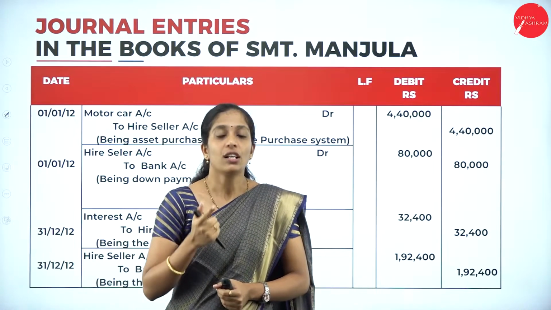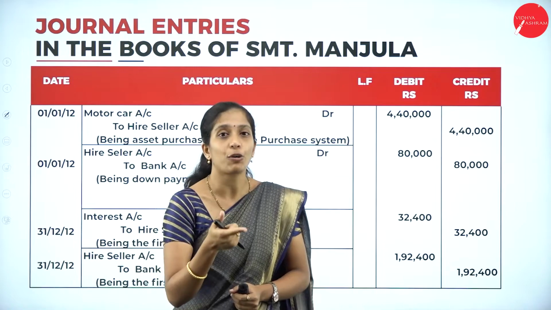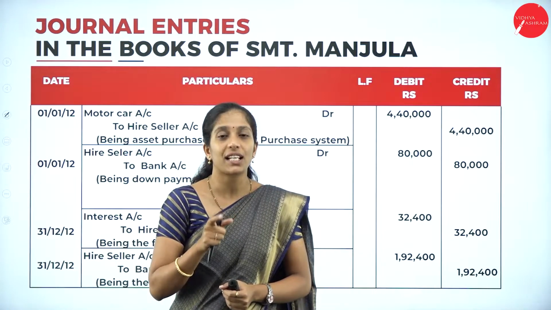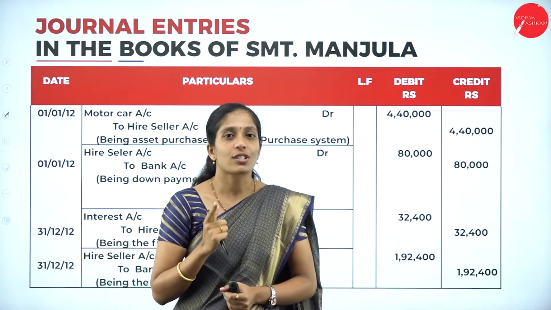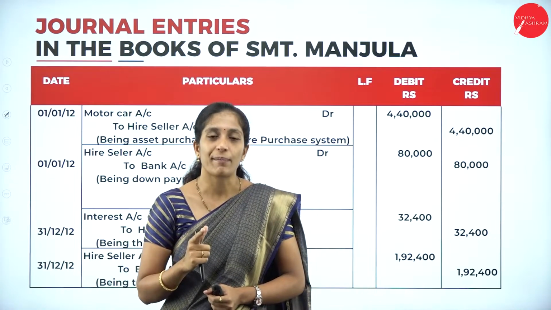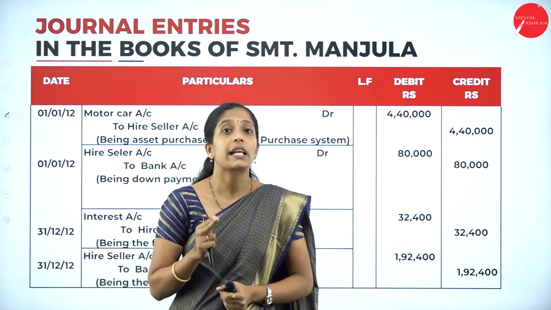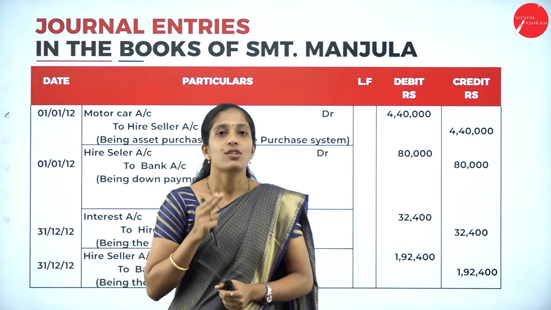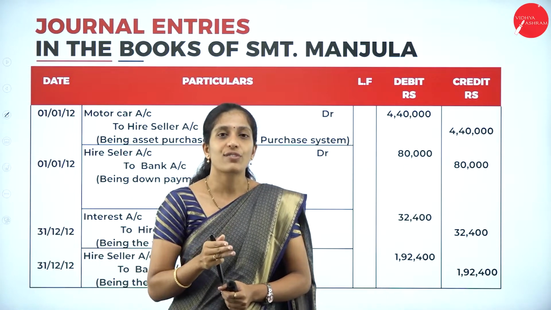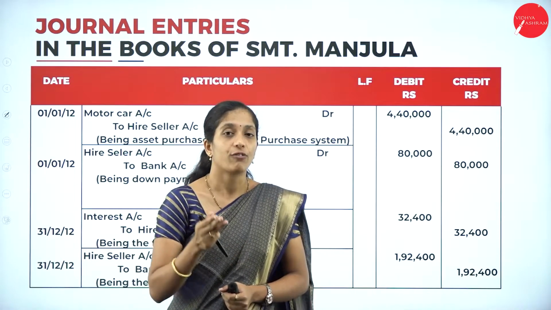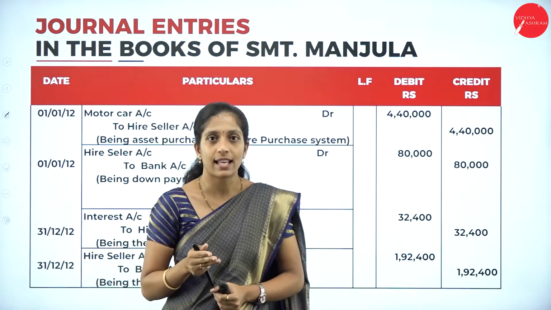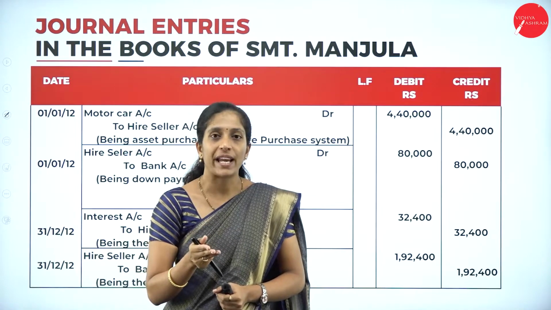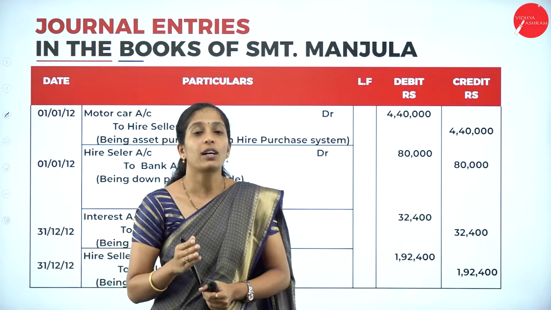Next entry is for the down payment. After purchasing, on the date of delivery she makes the down payment. So the second entry is for the down payment. The third entry is for what? Interest due. So she has to pay the interest, right? The fourth entry is for installment paid, to the hire seller. Next, the fifth entry is for what?